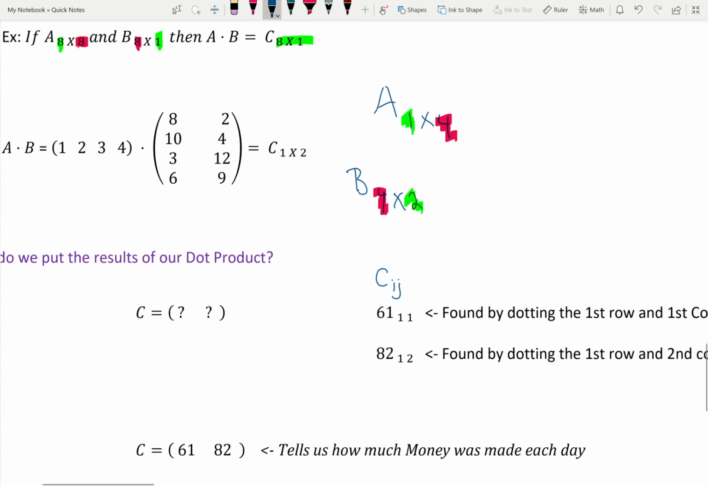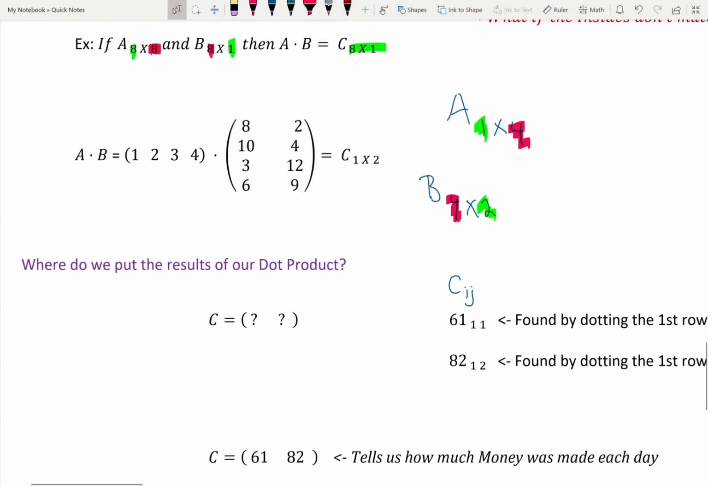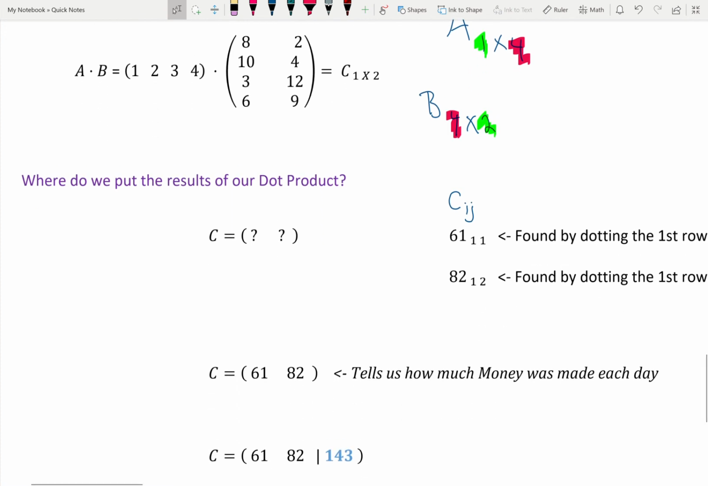Okay, so this is our resulting matrix after we perform matrix multiplication. So what does this tell us? If you take the sum of these two numbers, you'll get the product, the profit, or in actuality, the revenue. So 61 plus 82 is equal to 184, and that is our revenue.